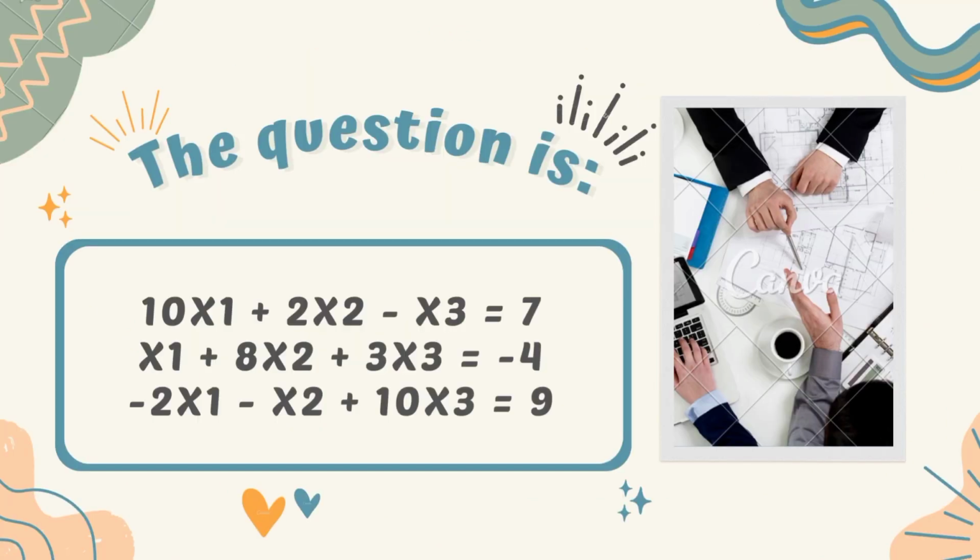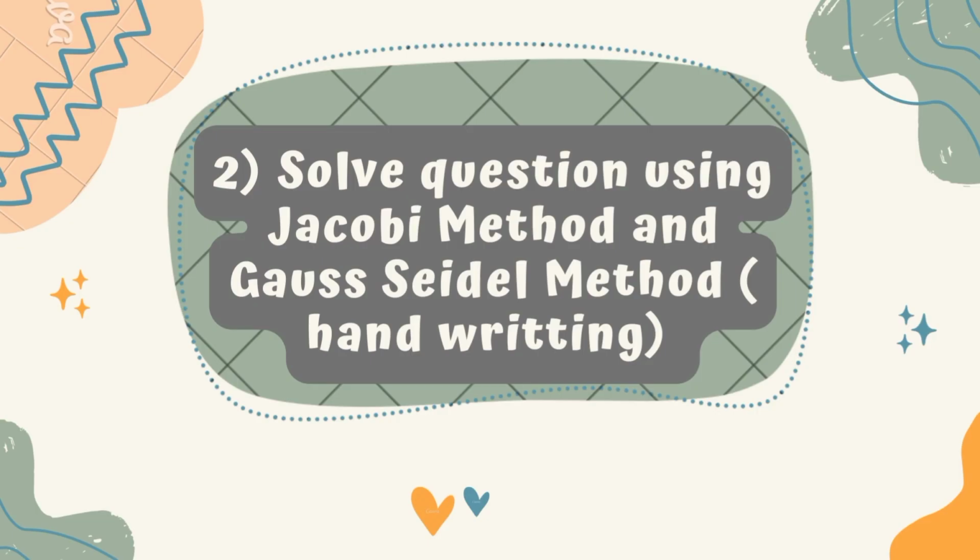Here, we have 3 equations for this question. For the equation 1, we have 10x1 plus 2x2 minus x3 equal to 7. For the equation 2, we have x1 plus 8x2 plus 3x3 equal to negative 4. And for the last equation is negative 2x1 minus x2 plus 10x3 equal to 9.